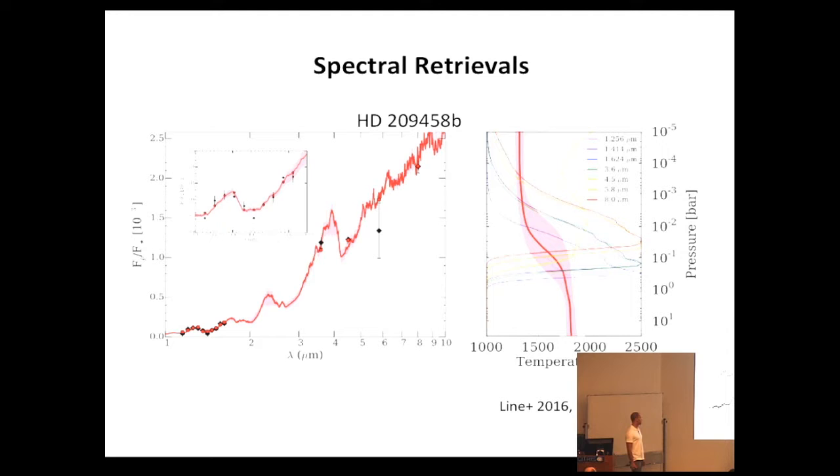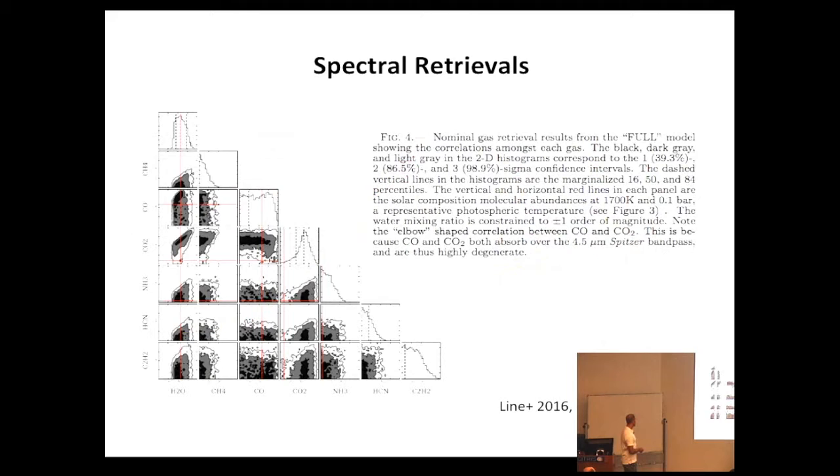So for HD 209458b, we derive the thermal structure of the planet's atmosphere. And more importantly, using Markov chain Monte Carlo techniques, we can marginalize over our ignorance in the thermal structure when measuring the abundances of different chemical species. And we can also marginalize over the ignorance in the abundances when determining the thermal structure. Okay, so I'll come back to this specific result later because I want to say what this means. But I want to continue this discussion of spectral retrievals.